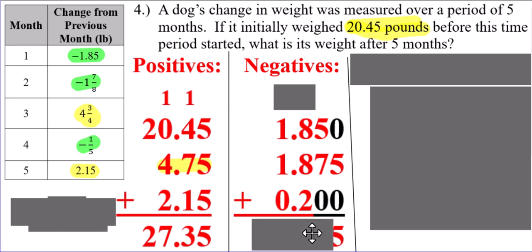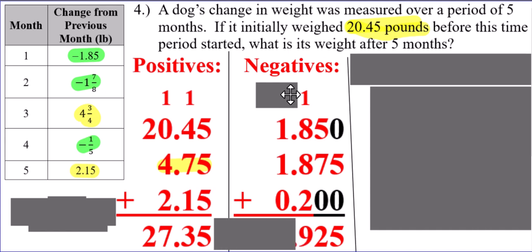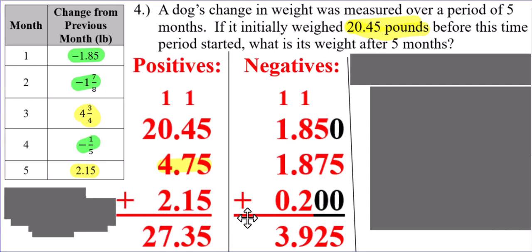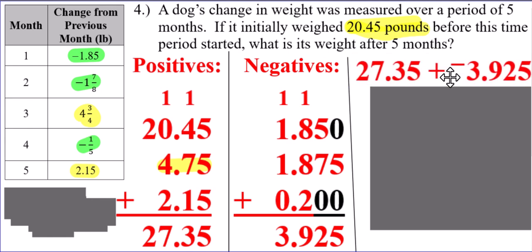Obviously, the 5 in the thousands is still going to be 5,000 because you're adding into a bunch of zeros. 5 plus 7 is 12. Carry the 1. 1 plus 8 is 9. Plus 8 is 17. Plus 2 is 19. Carry that 1. 1 plus 1 plus 1 is 3. Now, this is really negative 9 or 3.925.